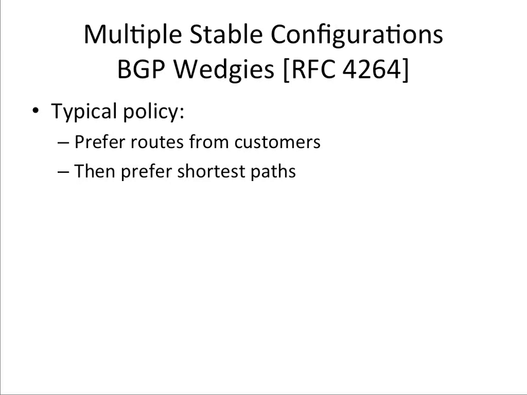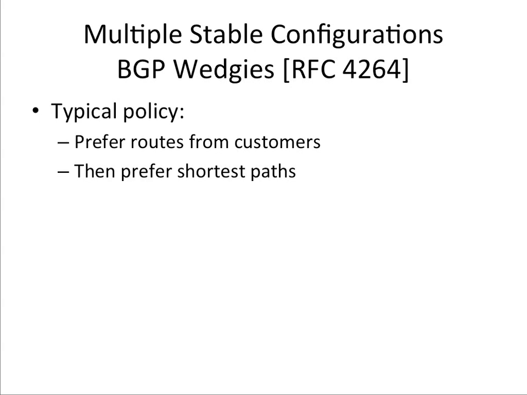We typically prefer routes from customers. Why is that? Why do we prefer routes from customers? Because the customer is paying us for those links, so if we can actually use that while earning money, that's even better, right? And we also prefer shorter paths, typically.